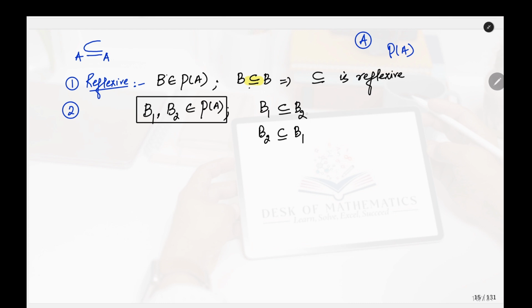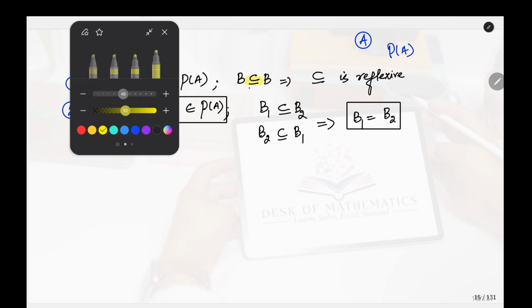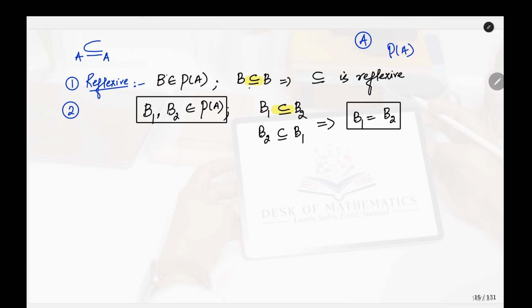But if B1 is a subset of B2 and B2 is a subset of B1, it means by the fact that they should be equal, B1 is equal to B2. So here we are saying that B1 is related to B2, and if the converse is also there, that means B2 is related to B1. This is only possible for subsets when both are equal. That is the property of antisymmetric, so this relation is antisymmetric.